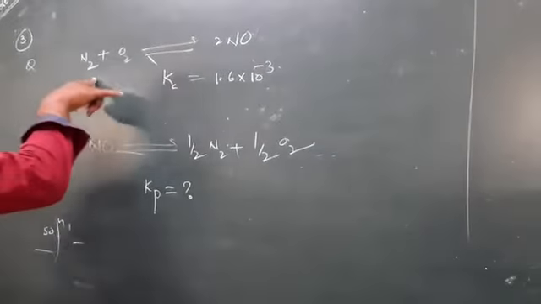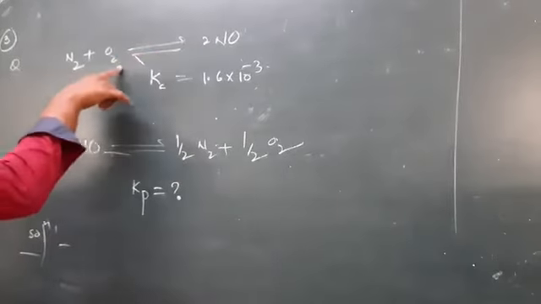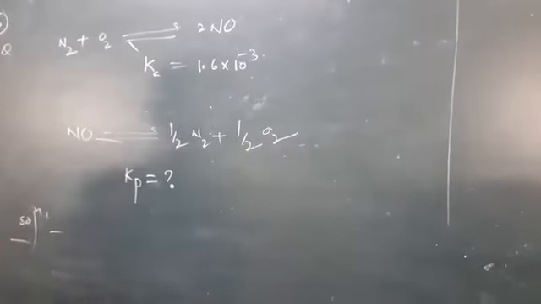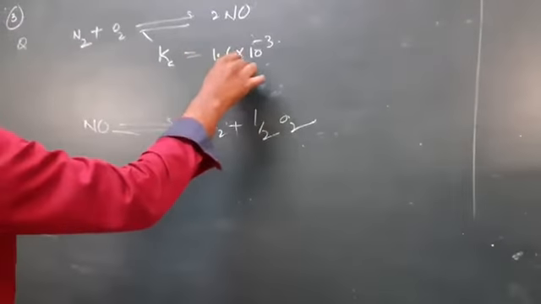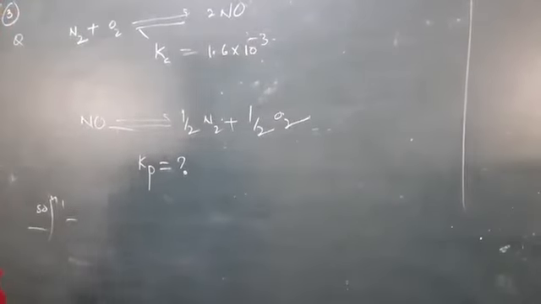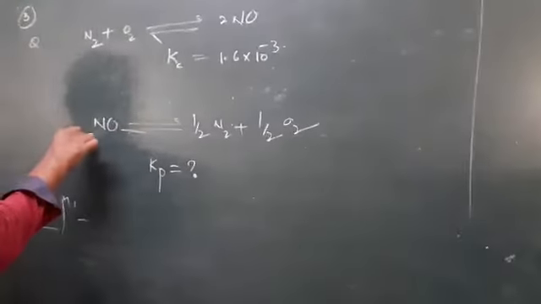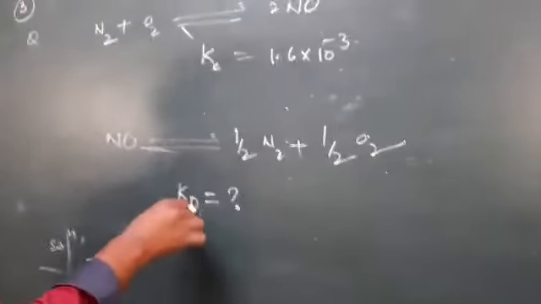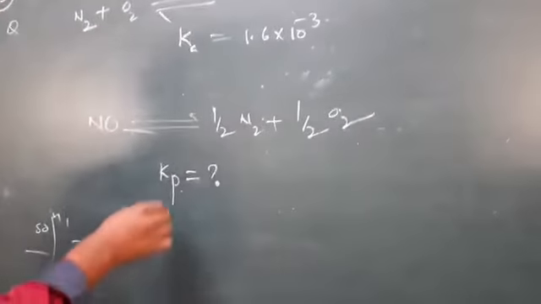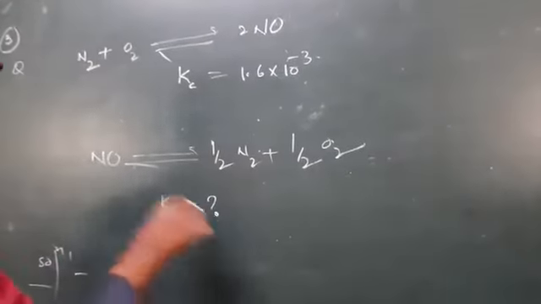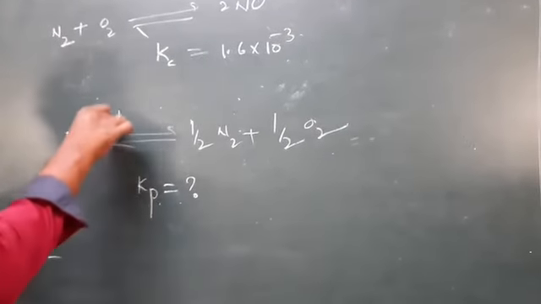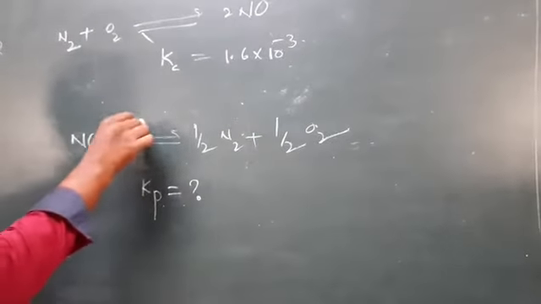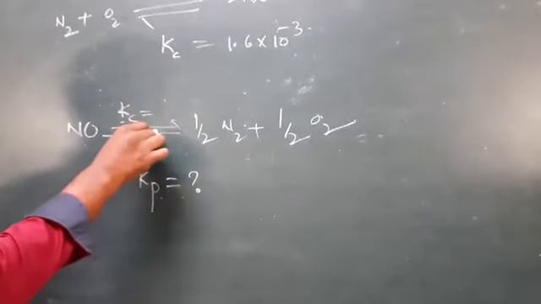For this given reaction, nitrogen plus oxygen gives rise to nitric oxide, the equilibrium constant Kc value is 1.6 into 10 power minus 3. Then for this reaction, what is Kp? The hint is this: before finding Kp for this reaction, we have to find Kc for this one.